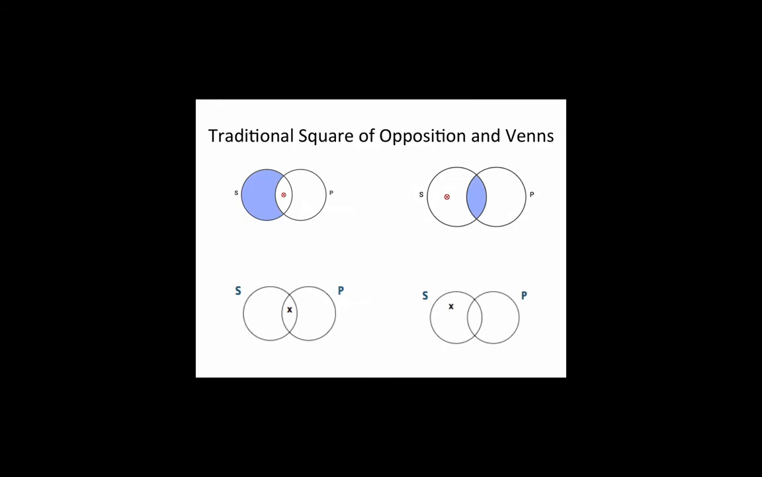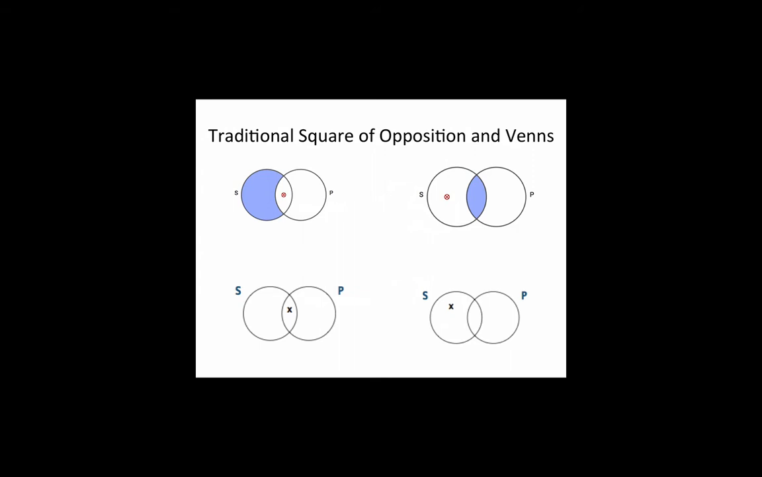Now let's look at the traditional square of opposition and our Venns. First, look at your two left side propositions. You've got your universal affirmative in the upper left corner and your particular affirmative in the bottom left corner. Notice that the A proposition includes the I proposition. All S are P assumes a member of the S class. Hence, if all S are P is true, some S are P is also true.